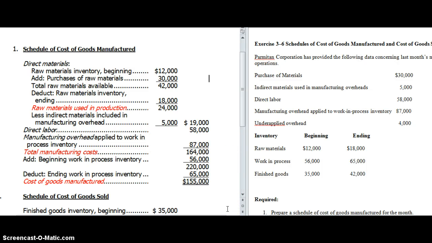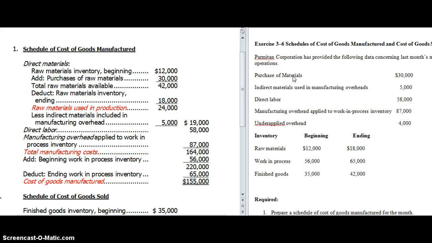Hi ladies, I'll be explaining to you how to prepare a schedule of cost of goods manufactured and cost of goods sold. So let's begin with the schedule of cost of goods manufactured. This is the question. The question reads, Permitan Corporation has provided the following data concerning last month's manufacturing operations. So let's see what is the information which has been provided to you.